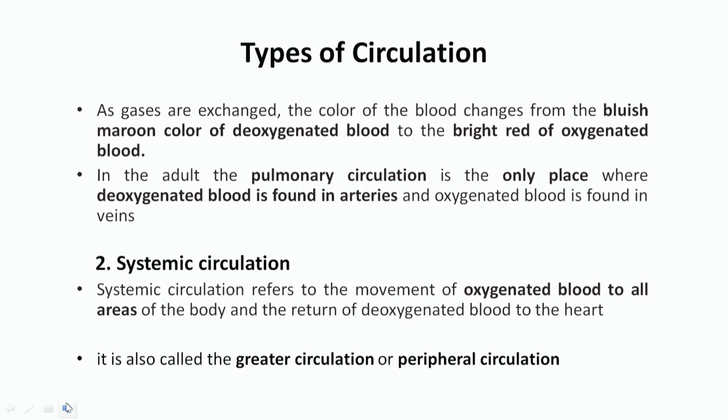The next circulation is called systemic circulation. Systemic circulation refers to the movement of oxygenated blood to all areas of the body and the return of the deoxygenated blood to the heart.